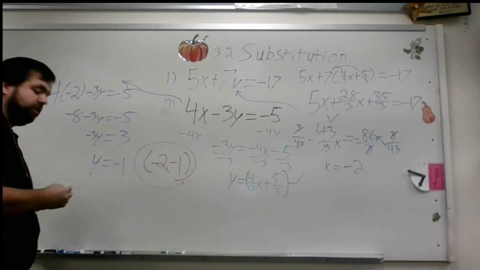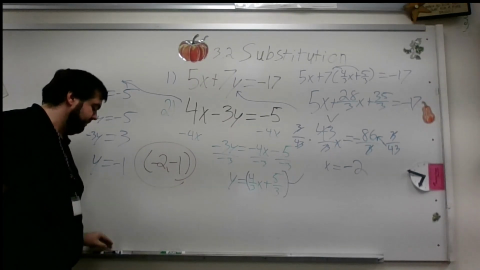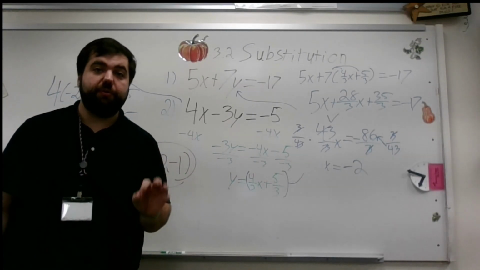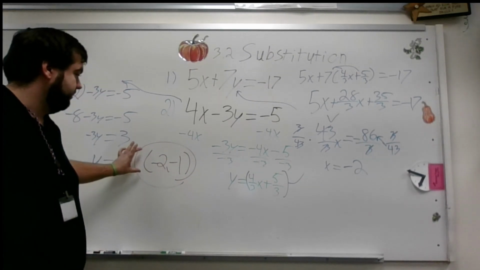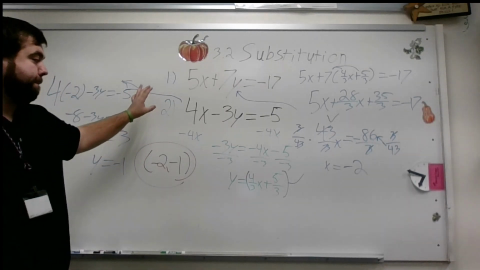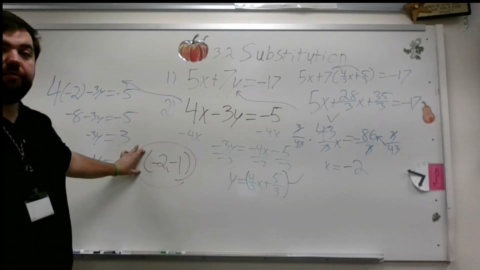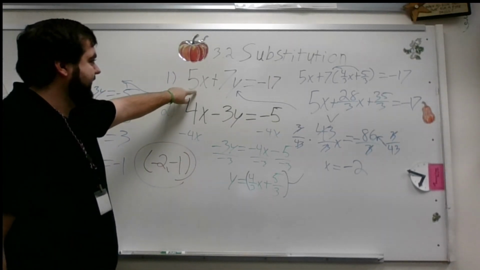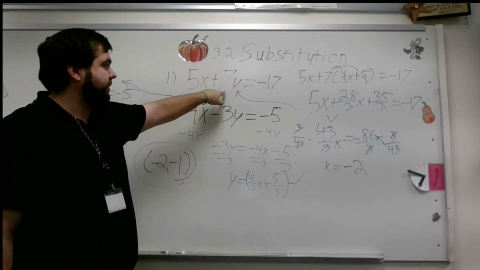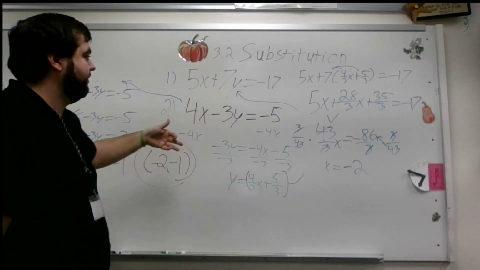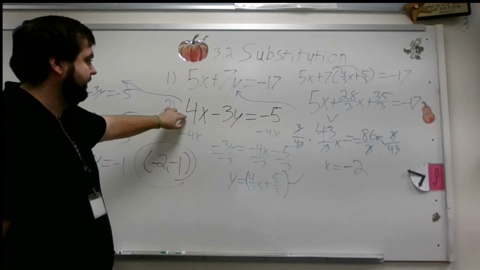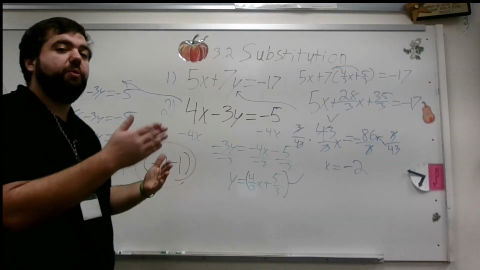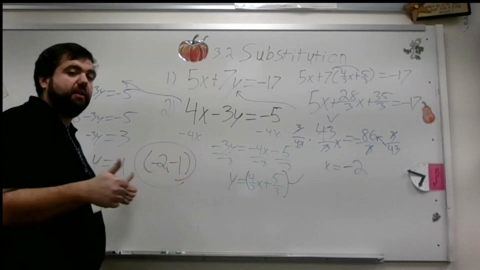And as always, circle your final answer. Remember, I will take a point off on all quizzes and tests if you do not circle your answer. So negative 2, negative 1 is our final answer, and that means it should work for both. Plug it in, we get negative 10 minus 7 equals negative 17. That checks out. We get negative 8 plus 3 equal to negative 5. That checks out. We checked it in both equations. That's our correct answer.